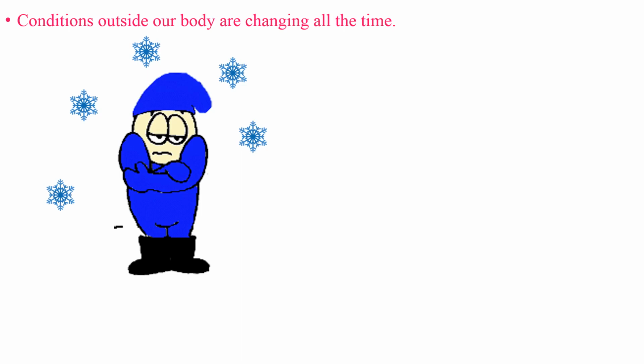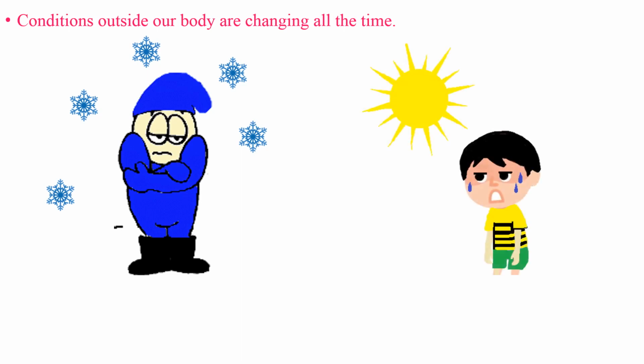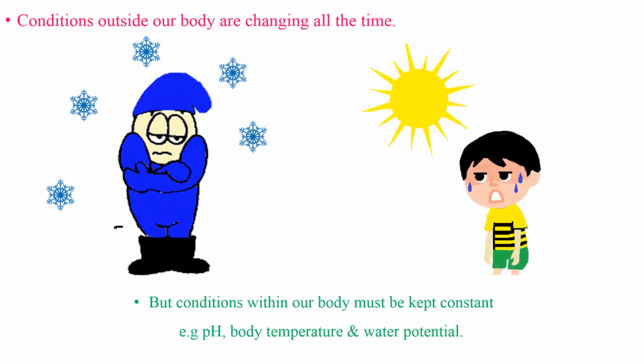Conditions outside our body are changing all the time, but conditions within our body must be kept constant. For example, pH, body temperature, and water potential, etc. In other words, homeostasis must be maintained. Let's discuss what is homeostasis.